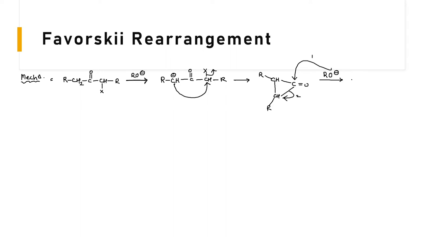So 1, 2, and you get RCH C double bond O OR CHR, and this has a negative charge, so it will react with ROH and regenerate RO minus. Whenever you see a complex reaction, always try to write the mechanism very, very slowly so as to understand where things are changing. So you'll be getting this.